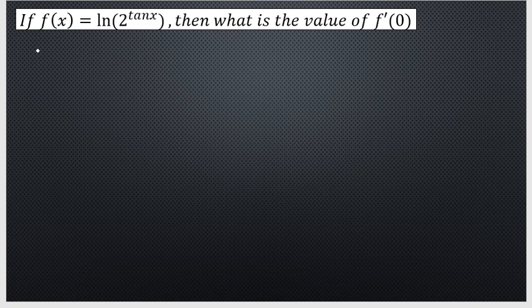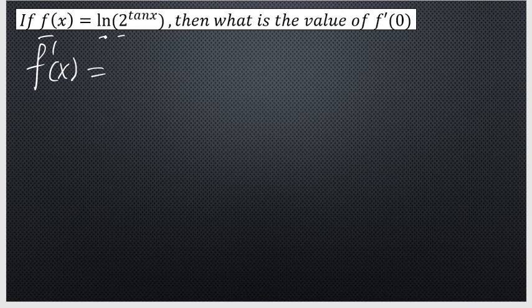The first one, f of x is equal to ln of e to the power of tan x. There are three functions composed of each other here. There is ln, and e to the power of, that's exponential, and finally the tan, which is trigonometric. So we are asked to find the derivative of this function at 0. So first we have to derive the function.